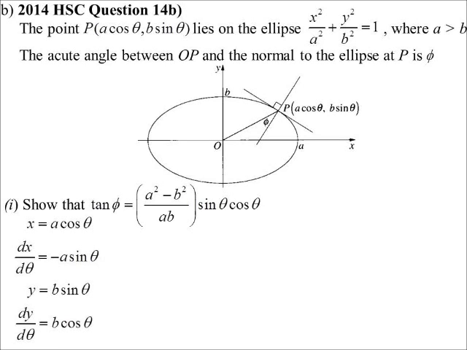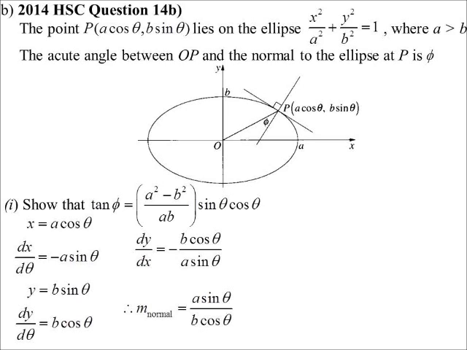So to find the slope of the normal, let's differentiate a cos theta, and then I'll differentiate b sine theta. Putting it together, dy/dx is our standard minus b cos theta on a sine theta. So therefore the slope of the normal will be the negative inverse of that. So we get a sine theta on b cos theta. The other slope I want is the slope of OP, and so that would just be b sine theta over a cos theta.